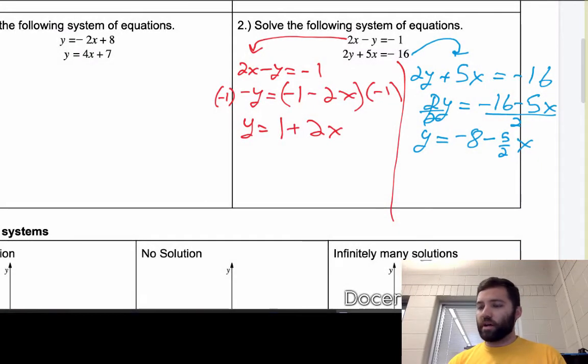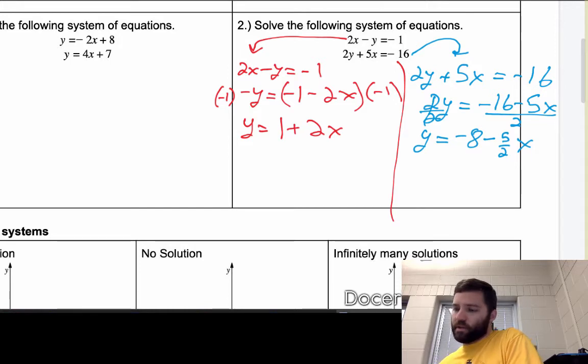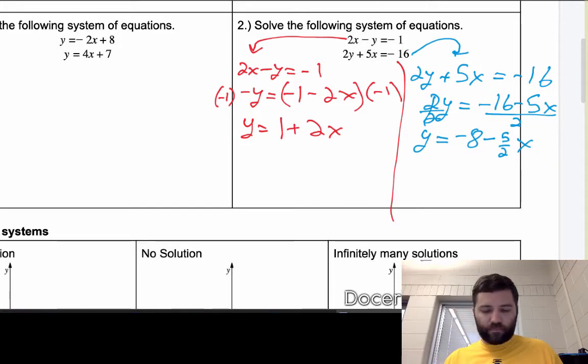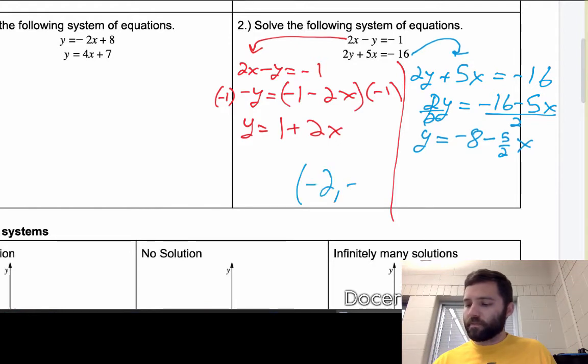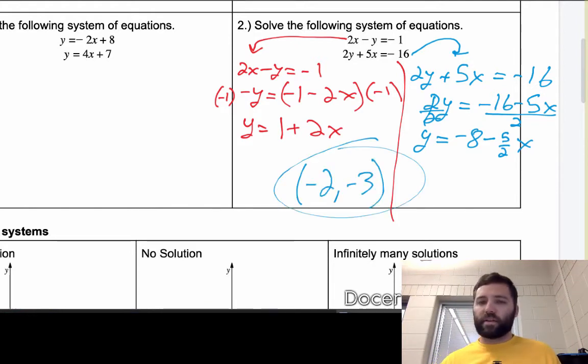All right, so hopefully you saw that the solution to that one that you got from the graphing calculator was negative 2, negative 3. And that's how you do it on the TI-83 Plus graphing calculator. So a couple ways that you can do that one.